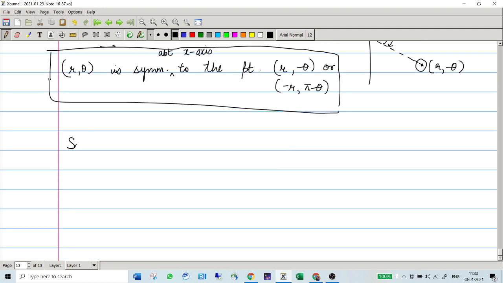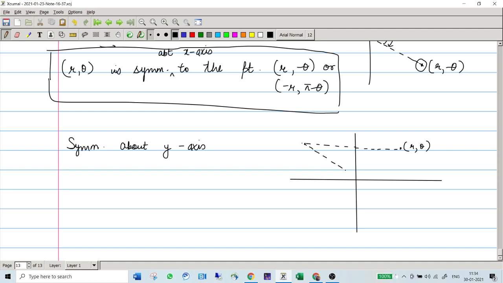When you are talking about symmetry about the y-axis, let us see. You have a point right here, which is (r, theta), and you want your point to be symmetric about the y-axis to some other point. That means now you are placing your mirror along the y-axis. So this distance should be the same as this distance. This particular angle would be the same as this particular angle, right? And if this is your r units, these must be your r units.